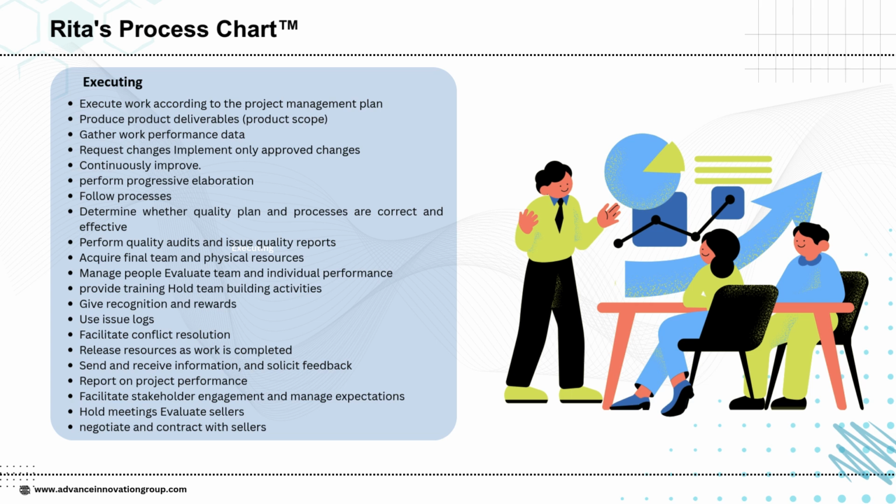Communication plays a key role. Regular reporting, feedback, and stakeholder engagement ensure alignment. Meetings, seller evaluations, and negotiations are conducted to ensure smooth execution. Resources are released once their work is completed, maintaining efficiency throughout the process.